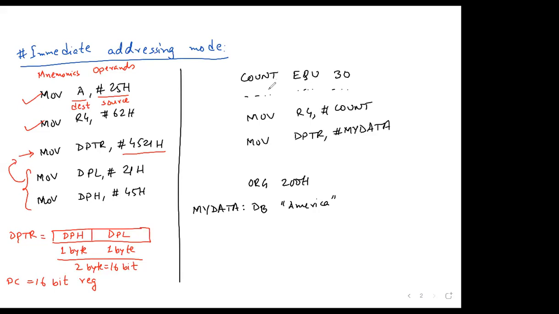So moving on, look at the right hand side. Count equate 30. So all of you already know what is the function of equate. We have discussed this. So tell me, after we execute this line, that is move R4, comma hashtag count, what will be the value in R4?